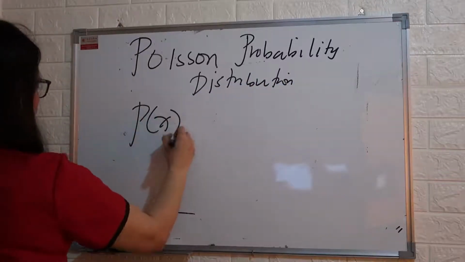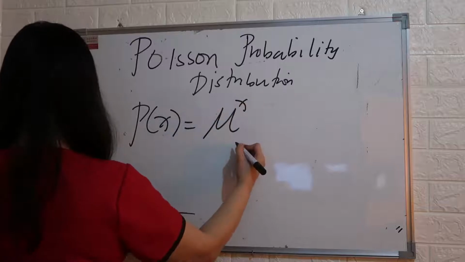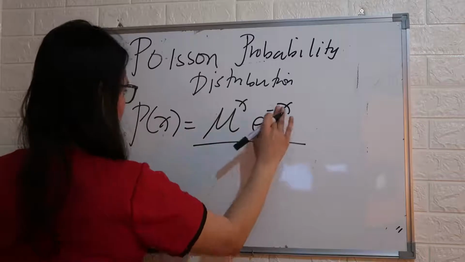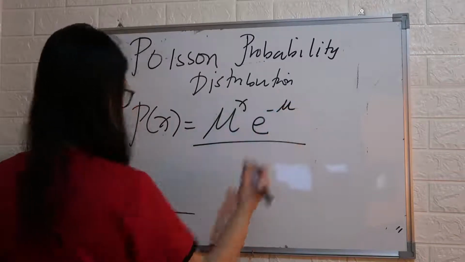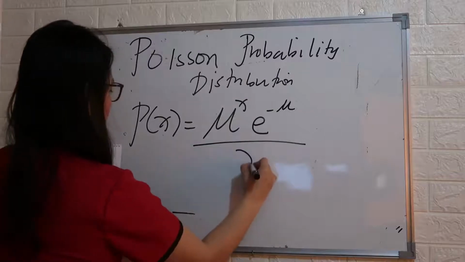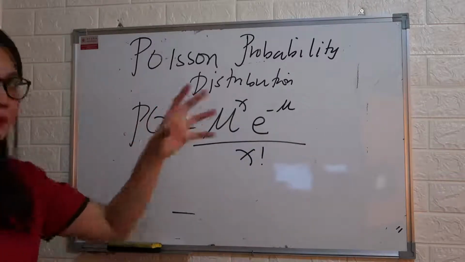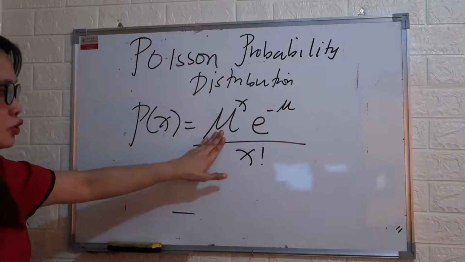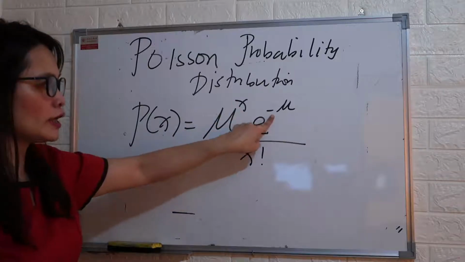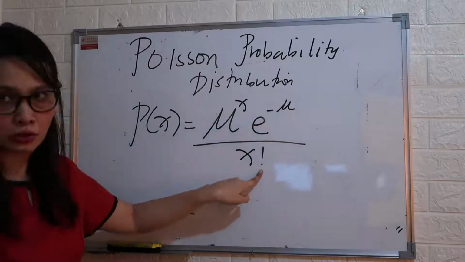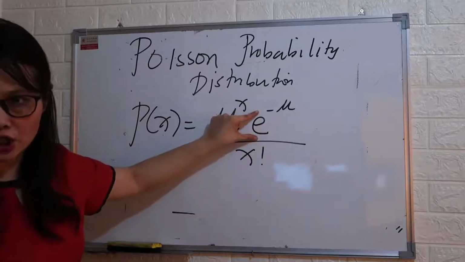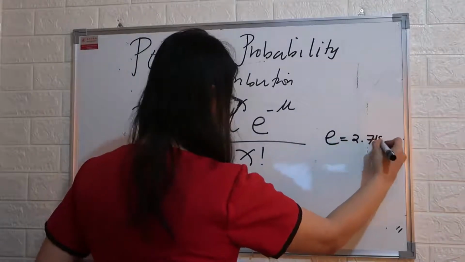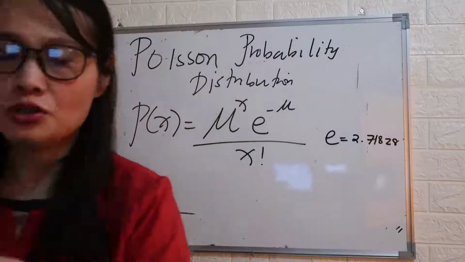So we have the probability of x is equal to mu raised to x multiplied by e raised to negative mu, all over x factorial. Okay? So to get the probability, it is a Poisson probability distribution. E here is a constant. It's already there in your calculator. E is equal to 2.71828, or you just press it using your calculator.